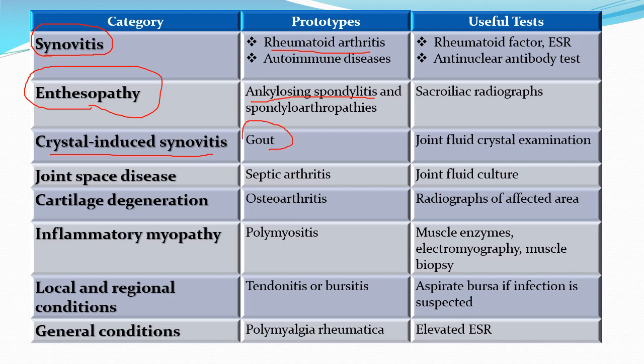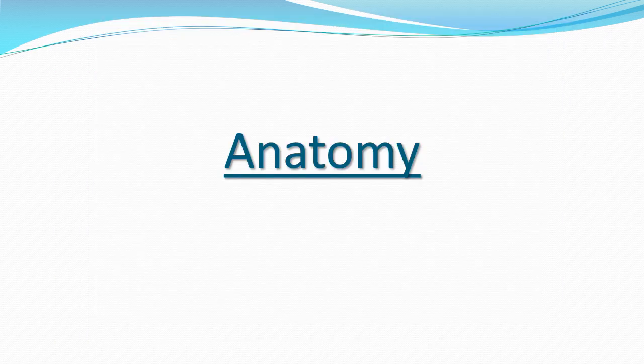The prototype for this entity is gout. And then we have an entity which is characterized by infection or inflammation of the joint space. The prototype is septic or infectious arthritis. And then we have an entity which is characterized by cartilage degeneration. The prototype for this is osteoarthritis. And then we finally have an entity which is characterized by inflammation of the skeletal muscle. The prototype for this entity is the disease of polymyositis.